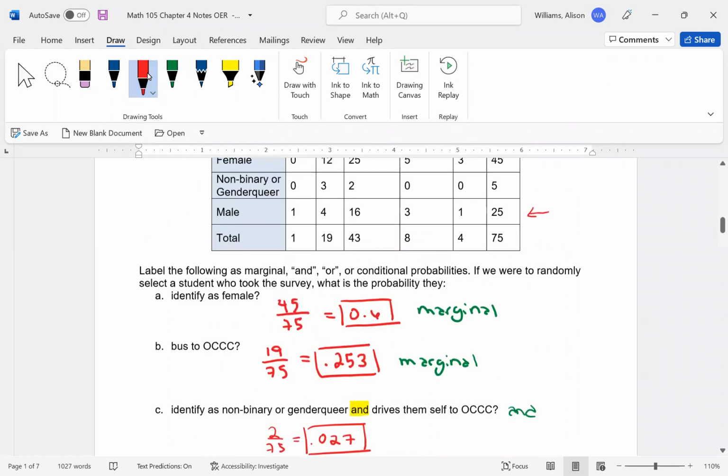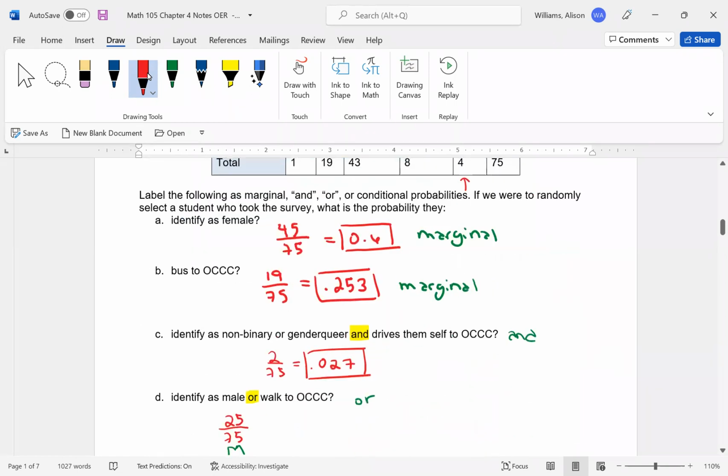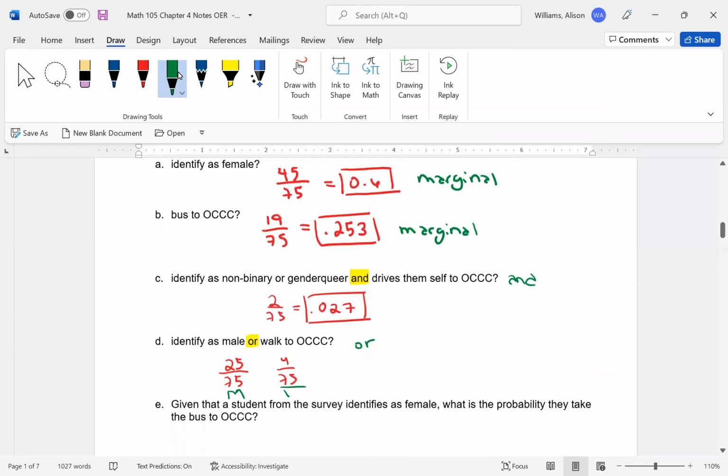Or walk. So for walking, that would be this category right here, that column. And it looks like there's only 4 out of 75 who walk. But now, because it's an or, I have to make sure that there is no overlap here. I have to worry about overlap with or. So I'm going to put a plus in between those two. I might have to subtract out something they may have in common.